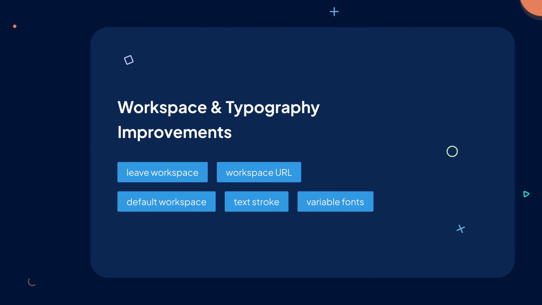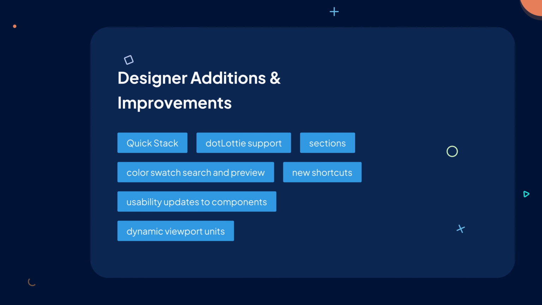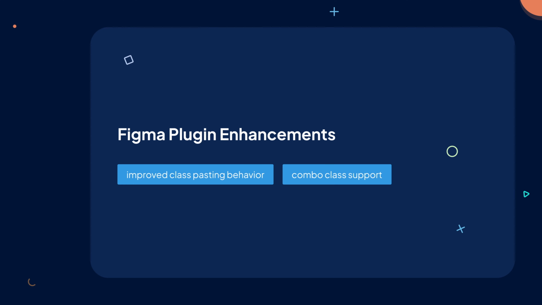First, we'll talk about some exciting workspace improvements, and then we'll dive into typography changes, which include some changes to variable fonts and the magic of text stroke. The Webflow designer got a lot of improvements and a few new things as well, so we'll be talking about a nifty new element called Quick Stack. We'll uncover some new viewport units and some handy new shortcuts that will speed up your design workflow. Finally, there are some noteworthy enhancements made to the Figma plugin, so we'll briefly cover those as well.